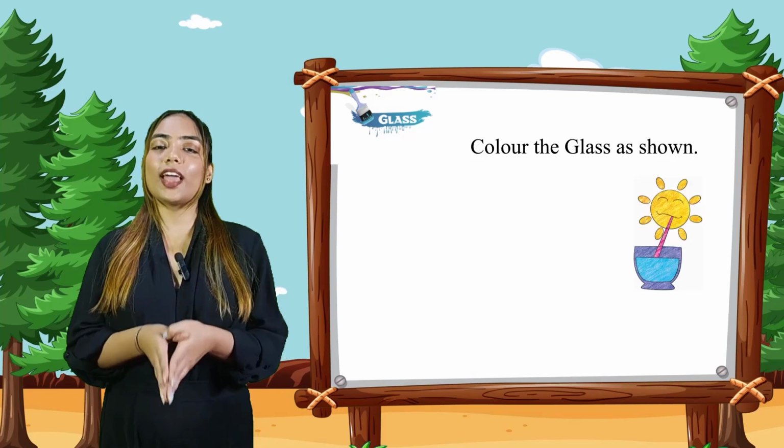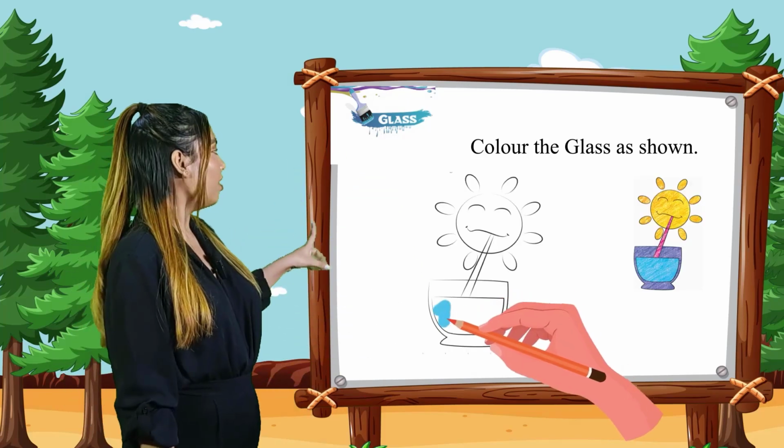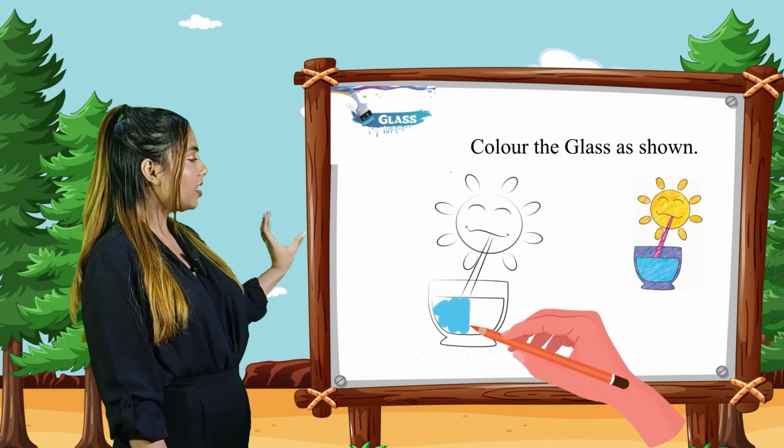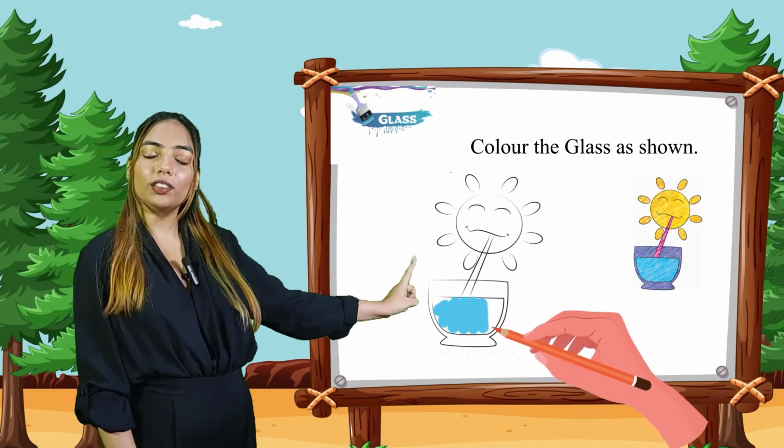Moving on to the next picture. Over here we have a glass. Color this glass as shown in the reference over here.